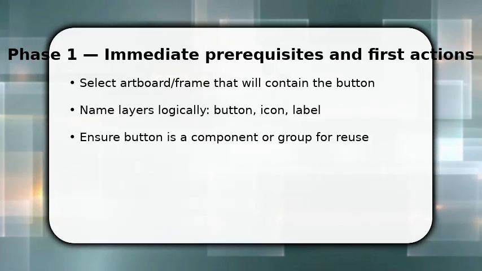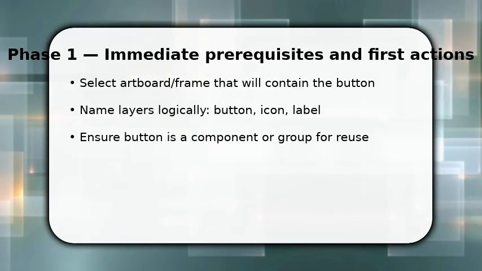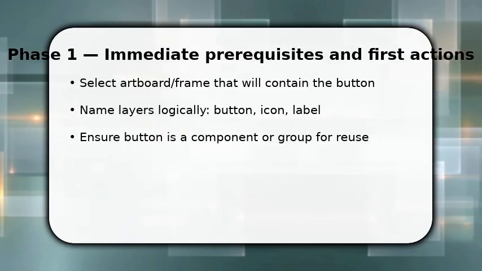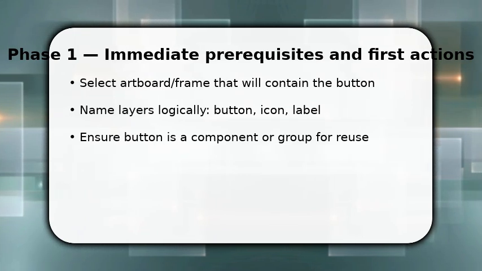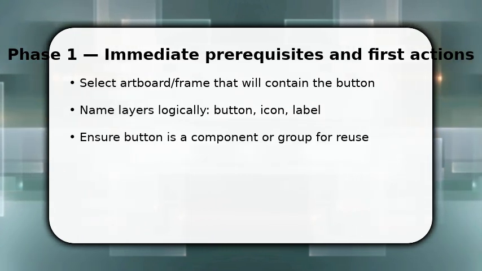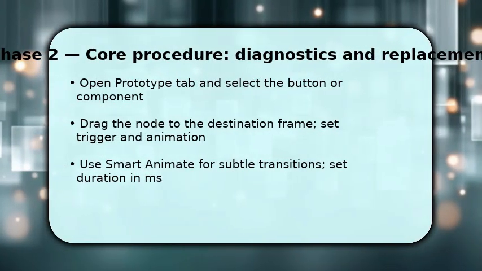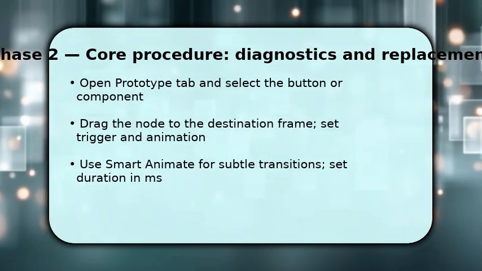Next, create or show the destination frame that the button will link to, because you want to wire a real target rather than a placeholder. You move to the Prototype tab and click the button to reveal the interaction node. Drag that node to the destination frame to establish a connection.